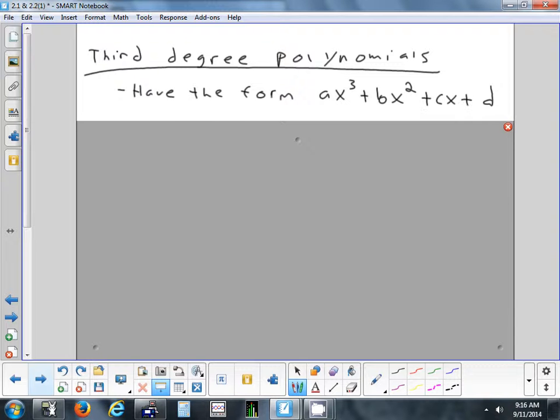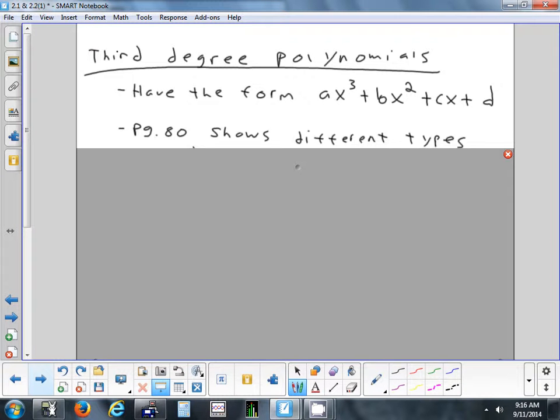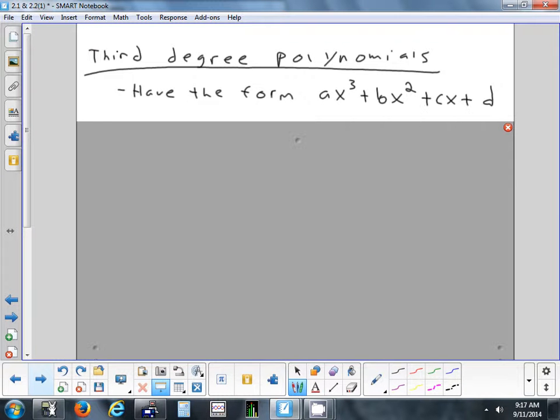All right, so now we'll summarize a little bit about third-degree polynomials. That's the general form of a third-degree polynomial. A, B, C, and D can be any value you want, any real number, except A can't be 0. If A is 0, you just wiped out your cubic term. Now you don't have a cubic polynomial.